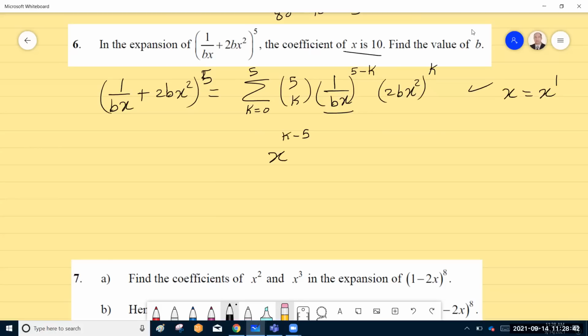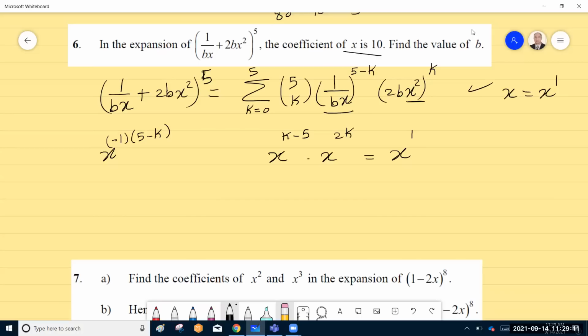Yes, it's easy because this 1 over x is x to the power negative 1. Look, x to the power negative 1, and then multiply the inner power by the outer power, it will be x to the k minus 5, not 5 minus k. This time the other x here is 2k, as you see. This product must be x to the power of 1. I'm looking for the term that has x, or x to the power 1.